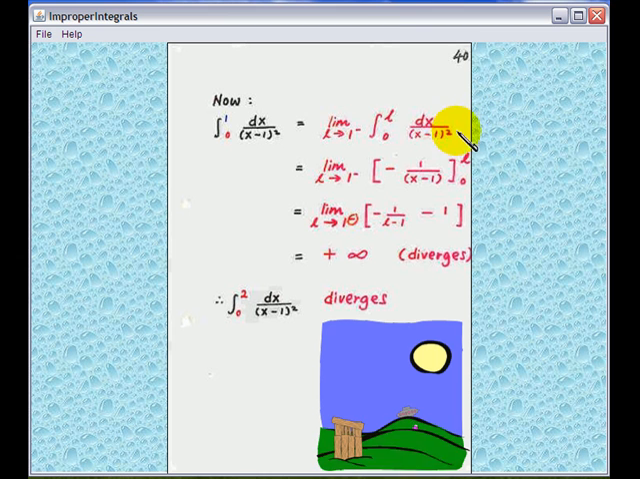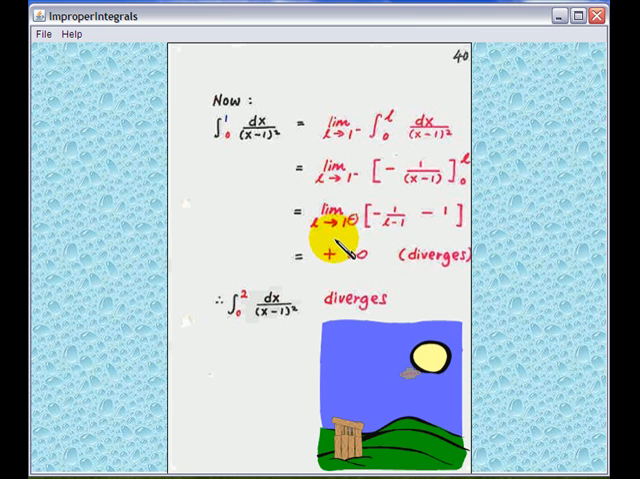Now in this case, the integral of 1 over (x minus 1) squared is negative 1 over (x minus 1). Put the limits from 0 to L, and you find the expression is minus 1 over (L minus 1) minus 1. And we let L go to 1 minus.